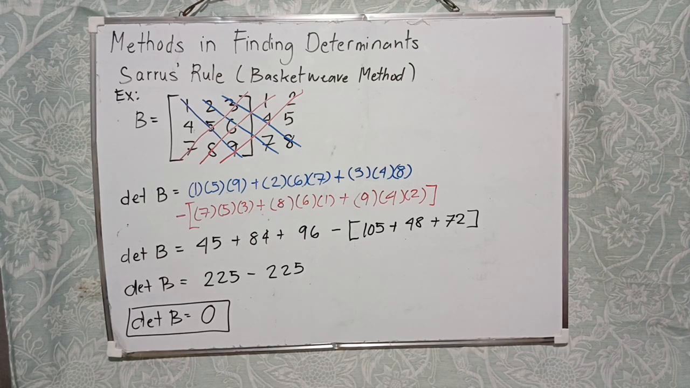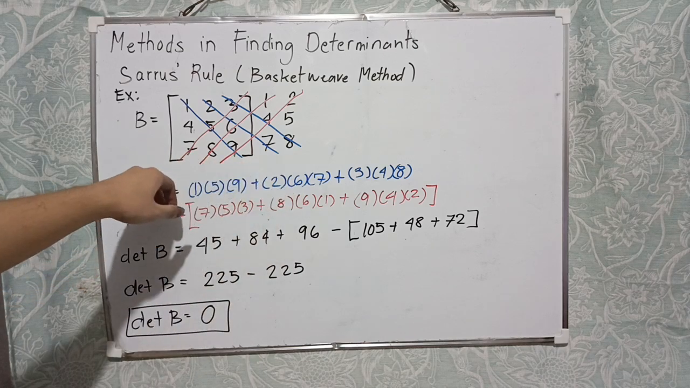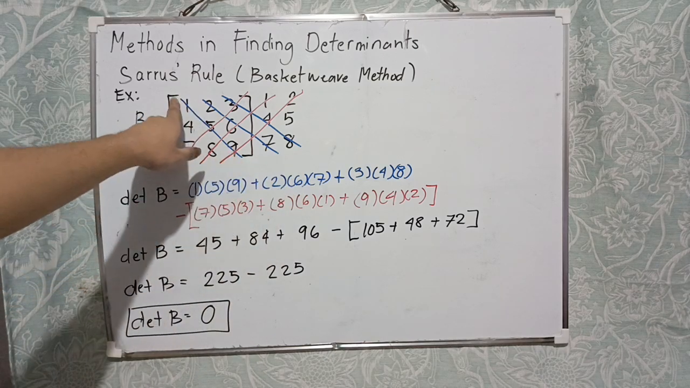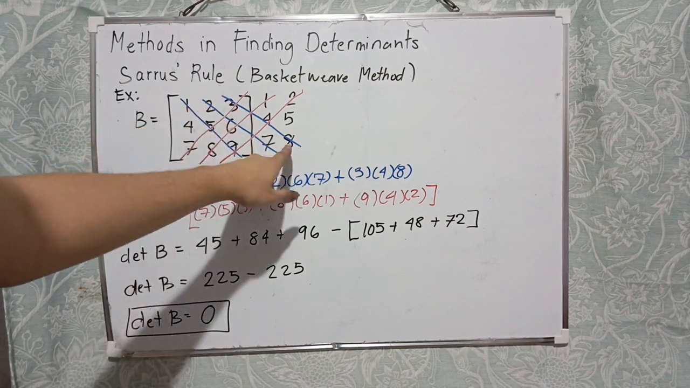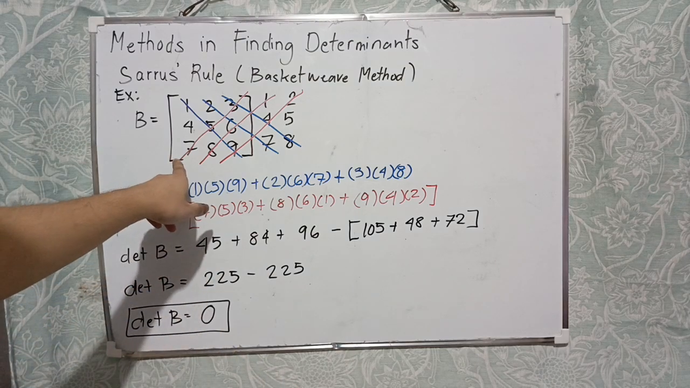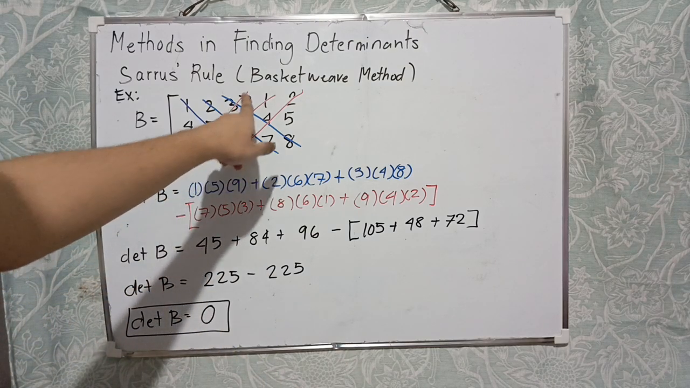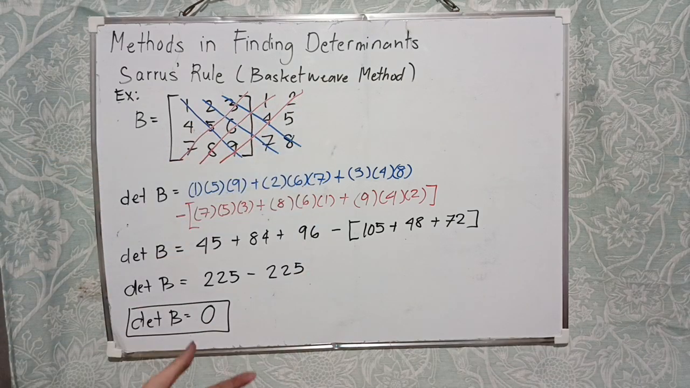So that's how you get the determinant using the Sarrus rule. Just remember the following steps. The first one is copy the first two columns. Next is get the product of these diagonals, these blue indicated lines, and subtract it by the product of these elements, these red lines. Then last is to evaluate those, further simplify.